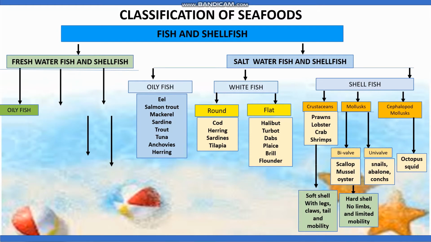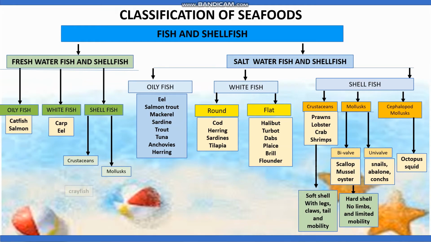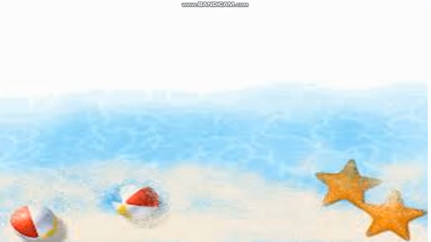Freshwater fish and shellfish. We have also the oily fish, white fish, and the shellfish. The oily fish examples are catfish and salmon. Under the white fish, we have the carp and the gill. Under shellfish, we have also crustaceans and mollusks. Crustacean examples are crayfish, and for the mollusks, snails.